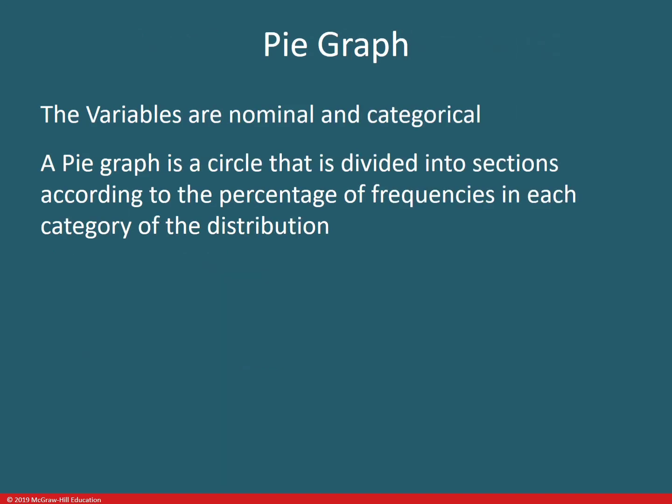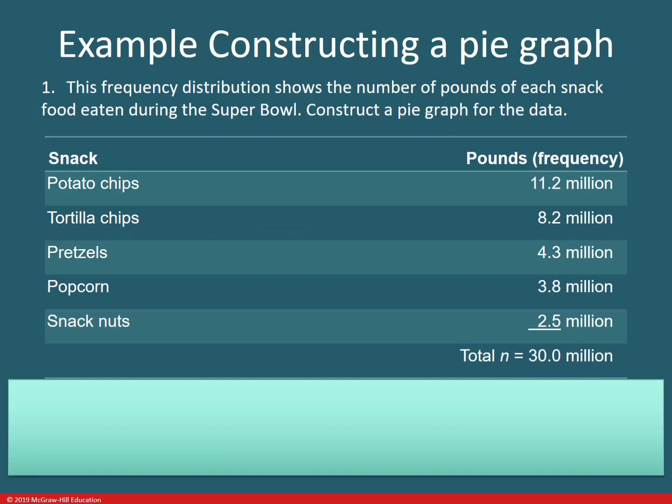So first things first is a pie graph, and the variables for a pie graph are nominal and categorical. That is very crucial because in a pie graph, you cannot have both be categorical, because then you wouldn't know how big the size of the slice is, right? Because each category has a specific size of a slice, and if they're both categorical, then it wouldn't work. A pie graph is a circle that is divided into sections according to the percentage of frequencies in each category of the distribution. So let's look at an example.